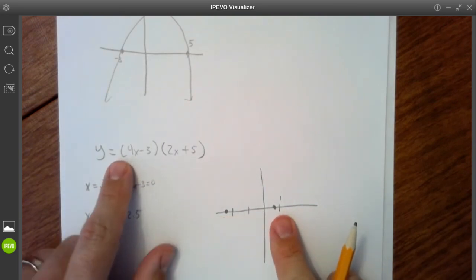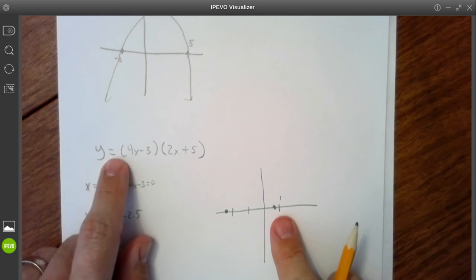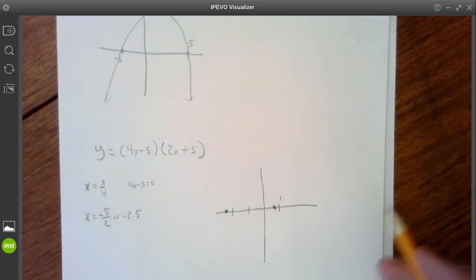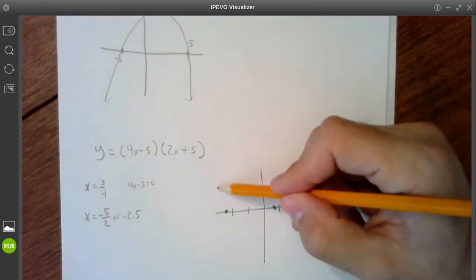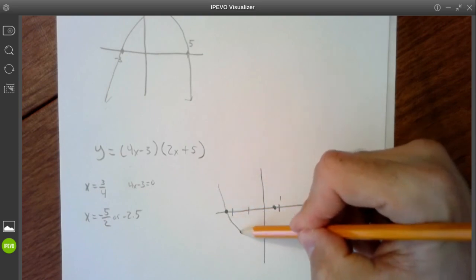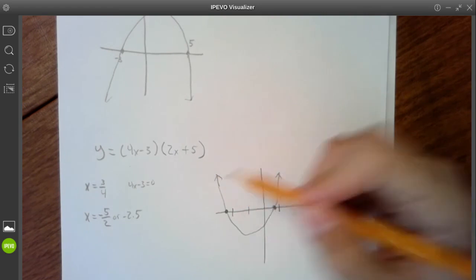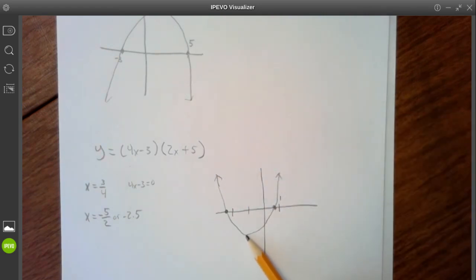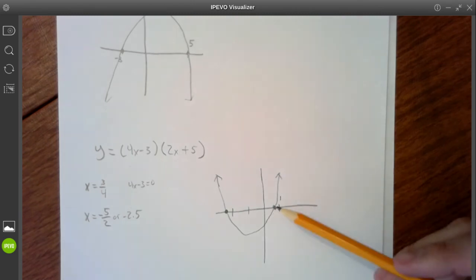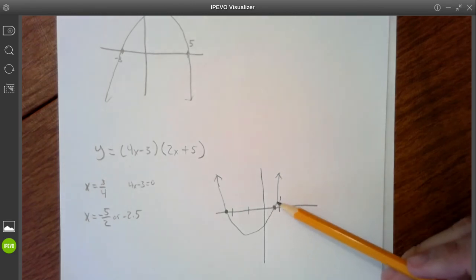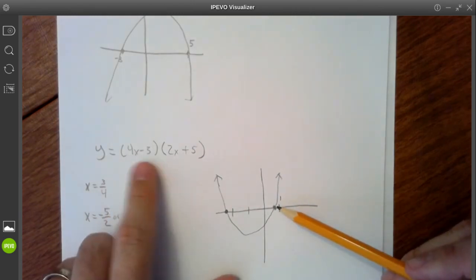And because this is positive, there's not a negative sign out front here, I know that the function is going to be opening upwards. From there, I can draw my graph something like this. Again, we don't know what the vertex is, we don't know what the range is, but it's going to look something like the actual graph for this thing.